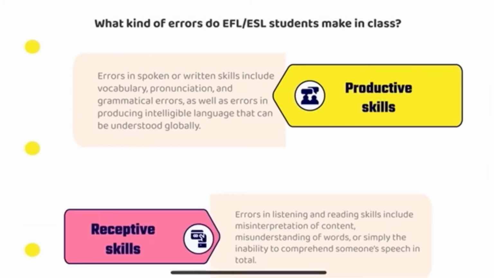What kind of errors do EFL and ESL students make in class? First, it is productive skills. Errors in spoken or written skills include vocabulary, pronunciation, grammatical errors, as well as errors in producing intelligible language that can be understood globally. And second, it is receptive skills. Errors in listening and reading skills include misinterpretation of content, misunderstanding of words, or simply the inability to comprehend someone's speech in total.